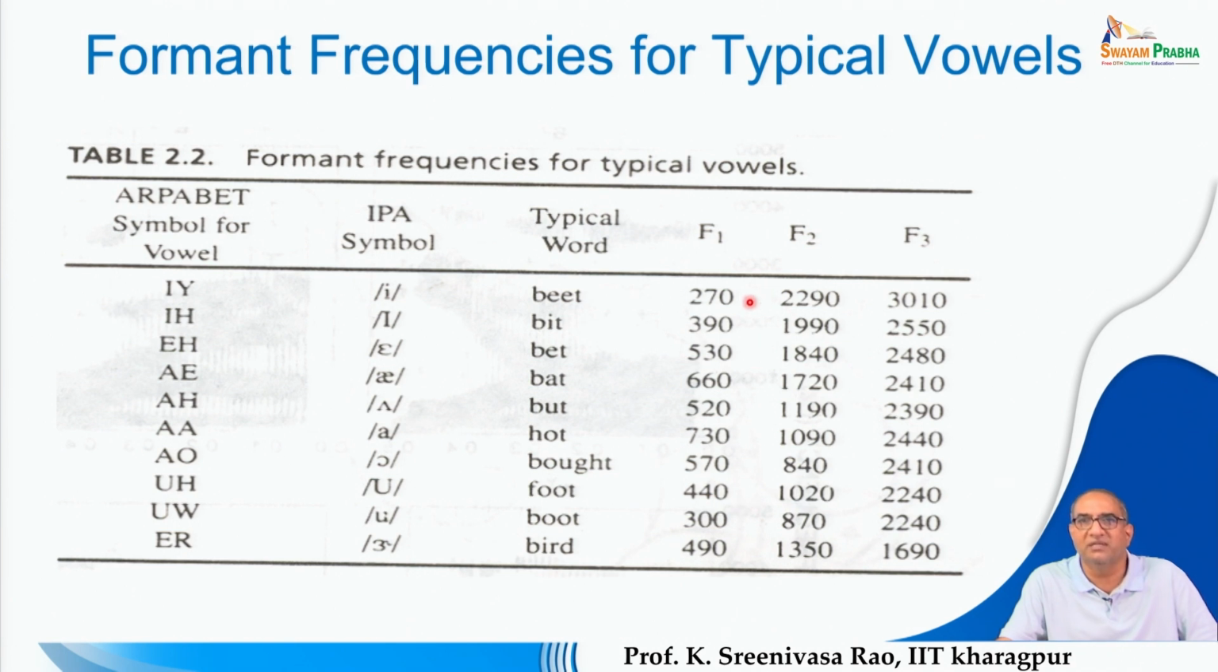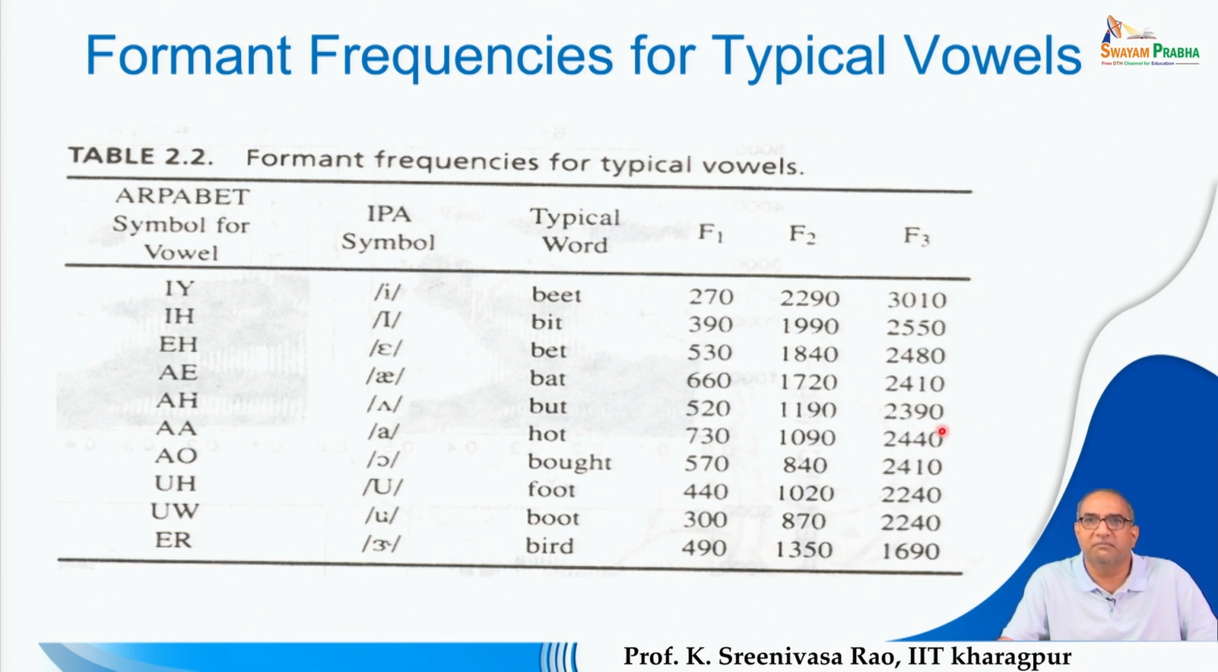You can see at the beginning, in the first 2-3 cases, the difference between F1 and F2 is high. In the first case the difference between F1 and F2 is almost 2000, then about 1800, then about 1300. Likewise, as you observe here, the difference between F1 and F2 is lowered as the tongue hump moves from the front position towards the back, right.